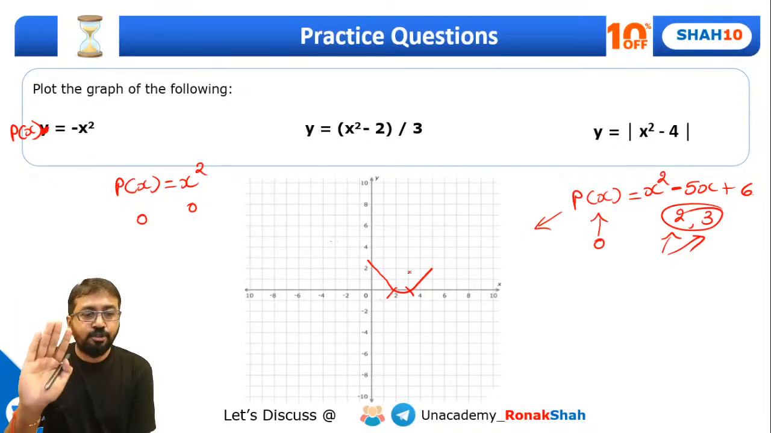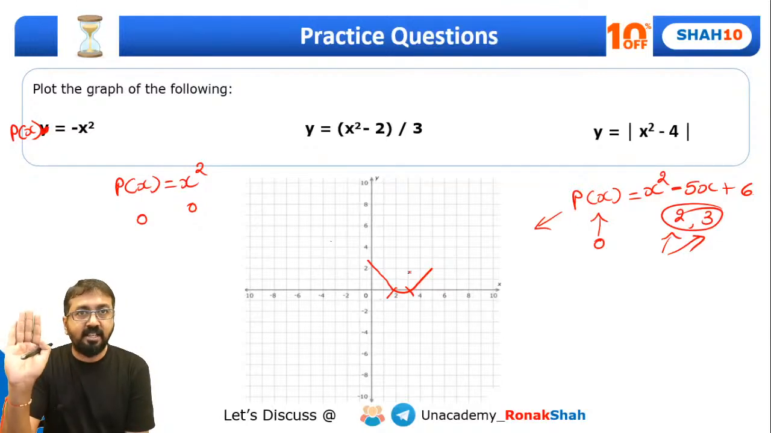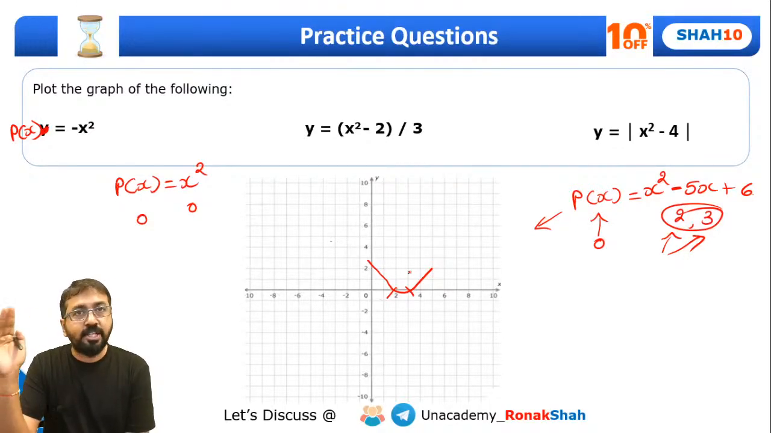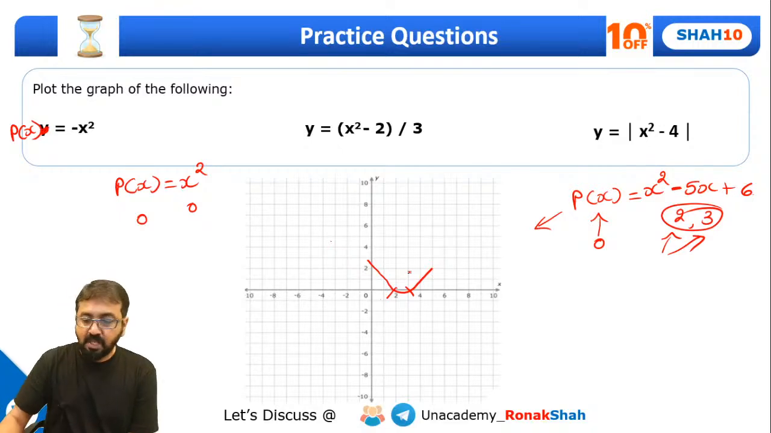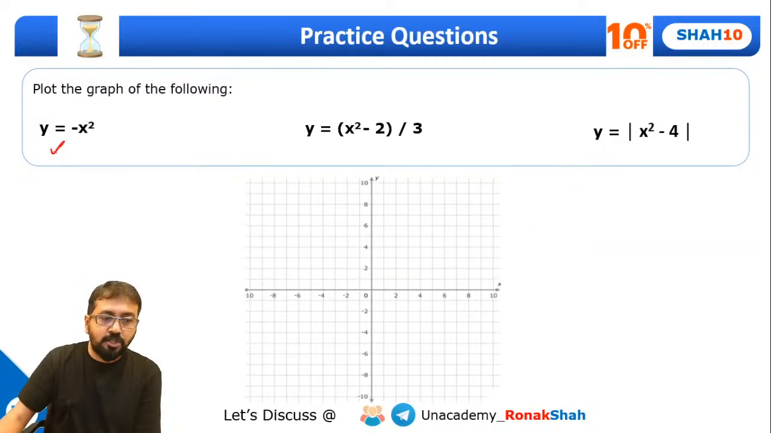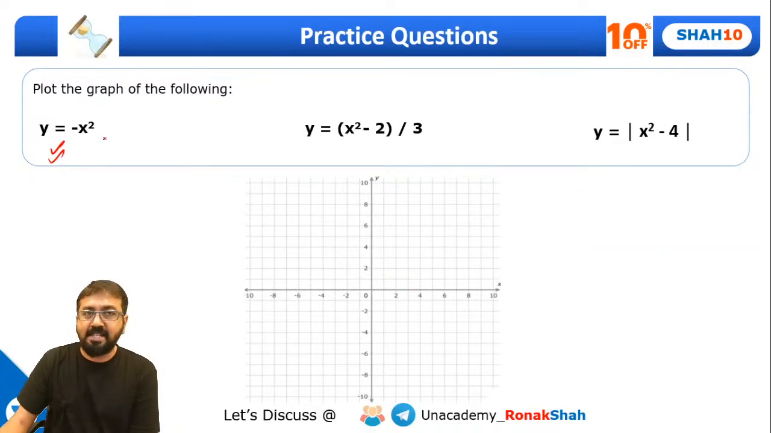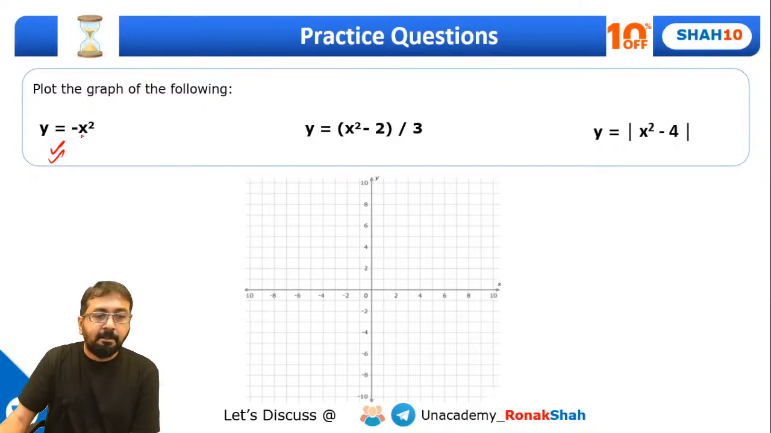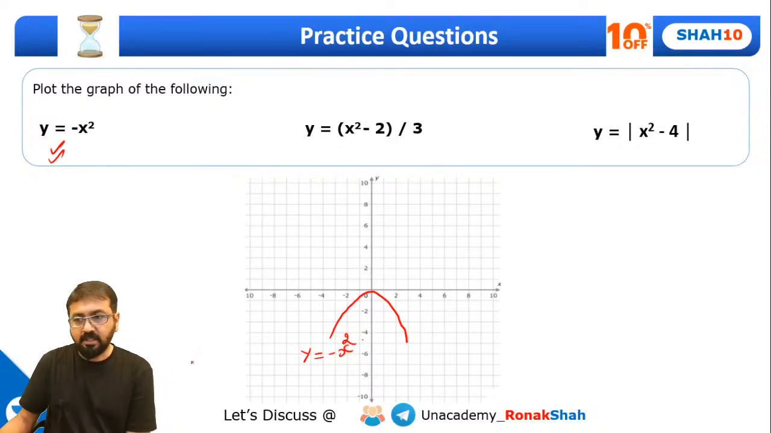So I have shown the graph of the basic quadratic polynomials, p of x equal to x square and p of x equal to x square minus 5x plus 6. Now let's see how will be the graph of this one, y equal to minus x square. You say y or you say p of x, it's one and the same. Minus x square, so it will be an inverted parabola. So this is the graph of y equal to minus x square, right?